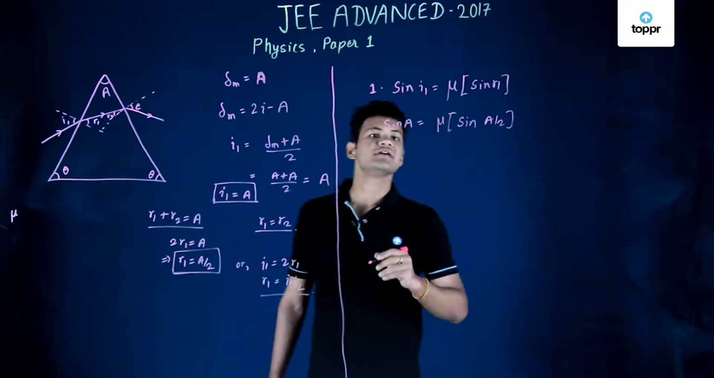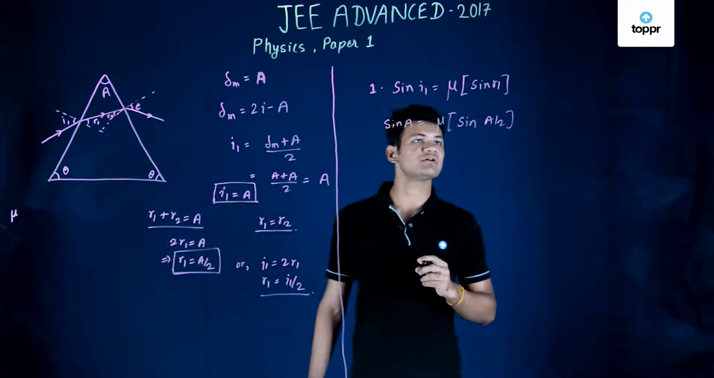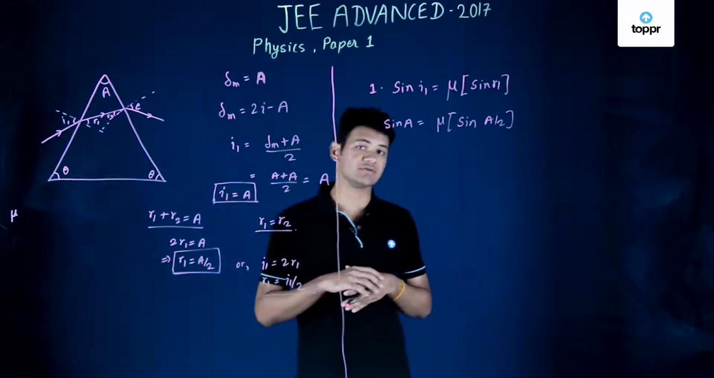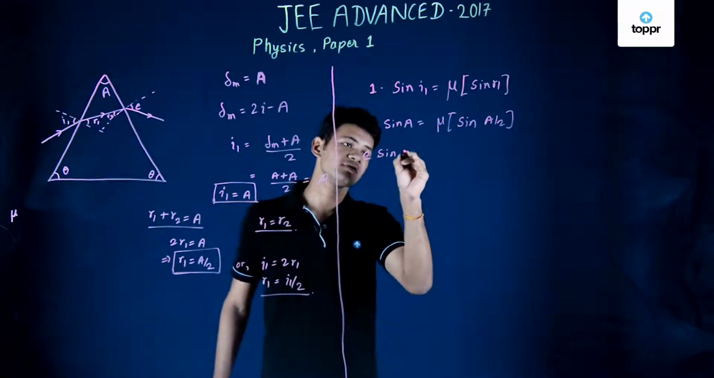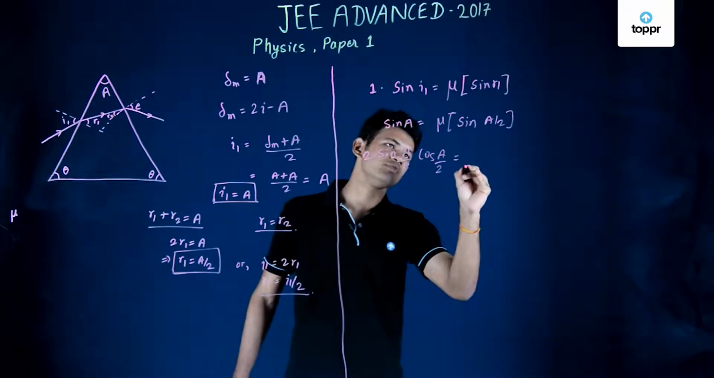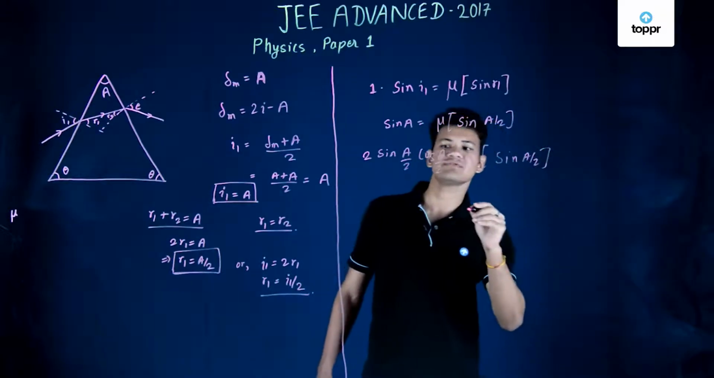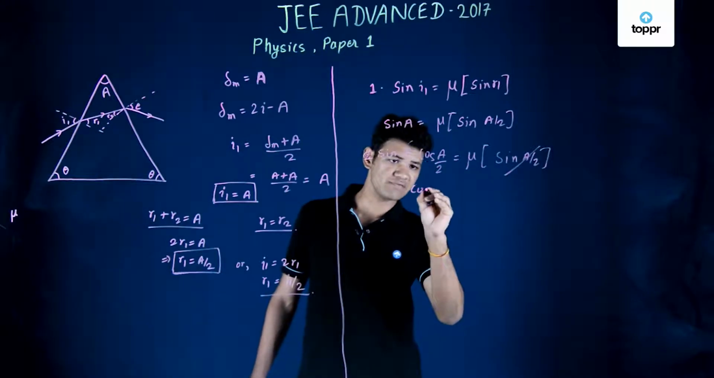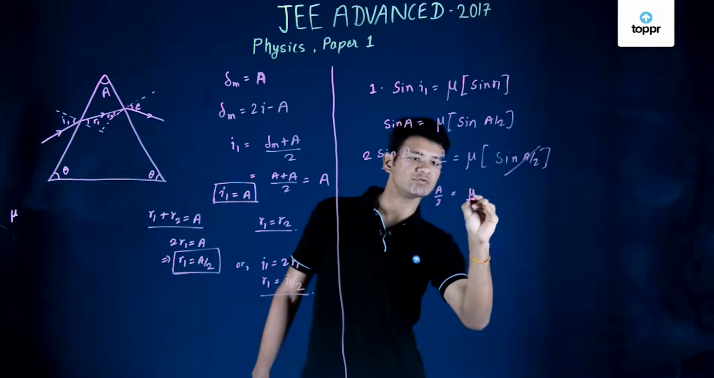Substituting these values. Now sine of any angle theta can be broken down by using a trigonometric identity, which gives us sine of theta is equal to 2 sine theta by 2 into cos theta by 2. So using it here, we get 2 times sine of A by 2 cos of A by 2 equals mu sine A by 2. Now cancelling out these terms, we get cos of A by 2 is equal to mu by 2.